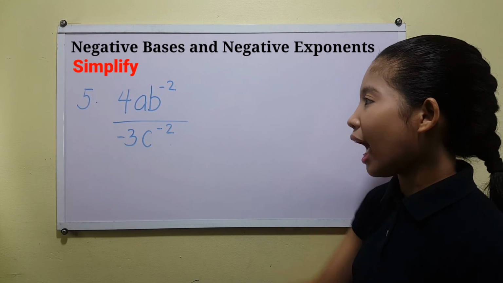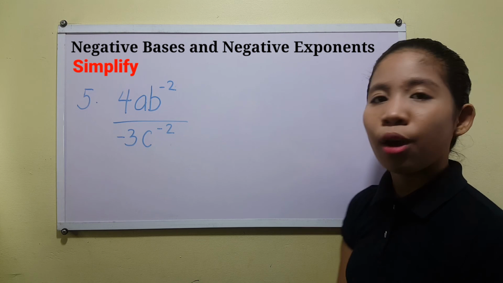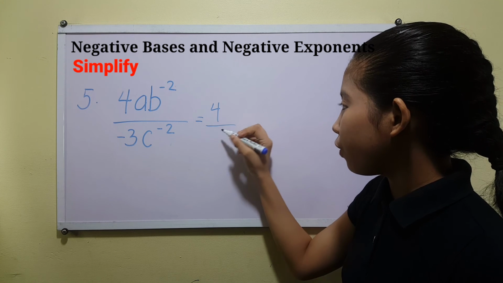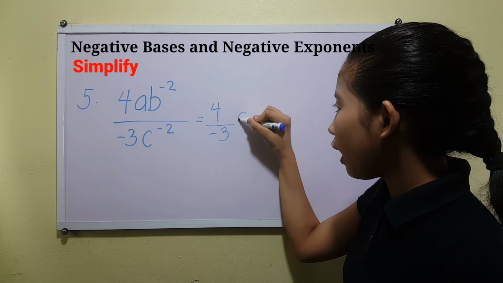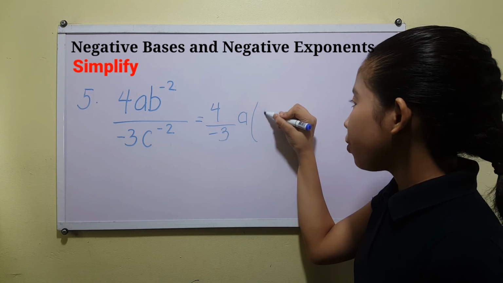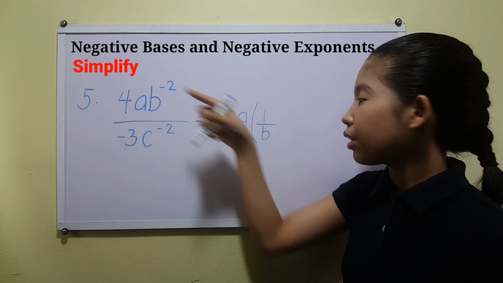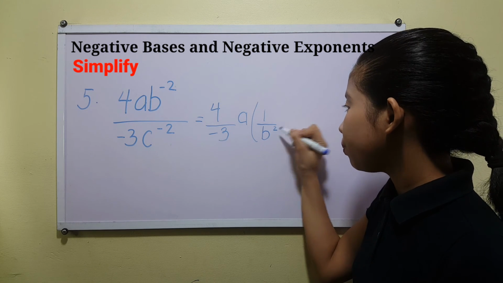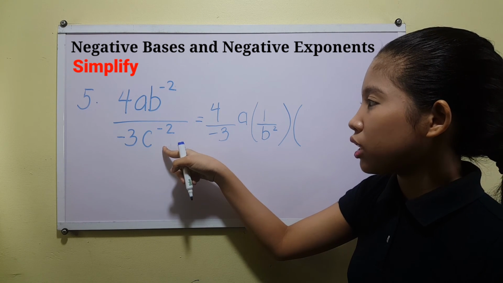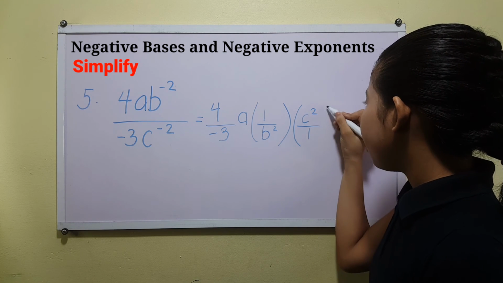For our last example, we have 4ab to the power of negative 2 all over negative 3c to the power of negative 2. First, we are going to rewrite this. We'll have 4 over negative 3, a, and quantity, the reciprocal of b is 1 over b. We're going to look for b's reciprocal because its exponent is negative. And our new exponent will be 2. And we have quantity, the reciprocal of denominator c to the power of negative 2 is c to the power of 2 all over 1.